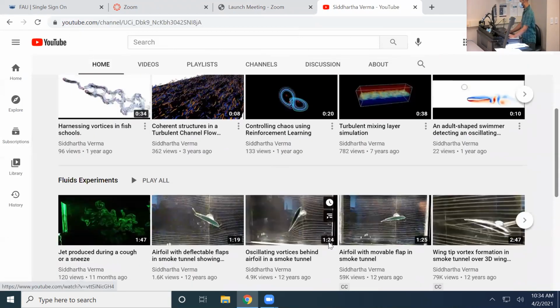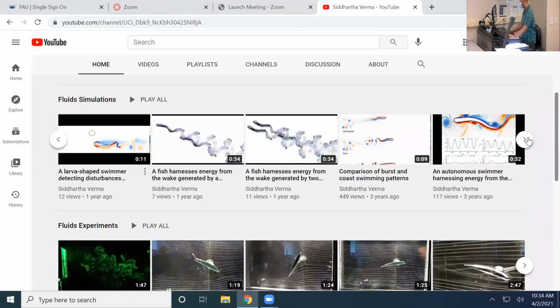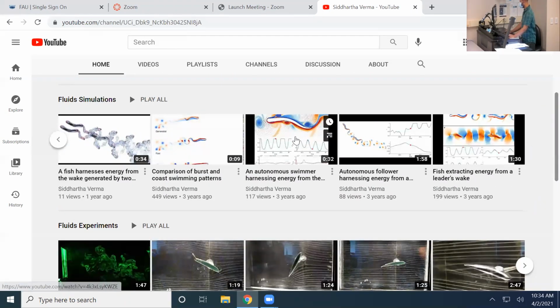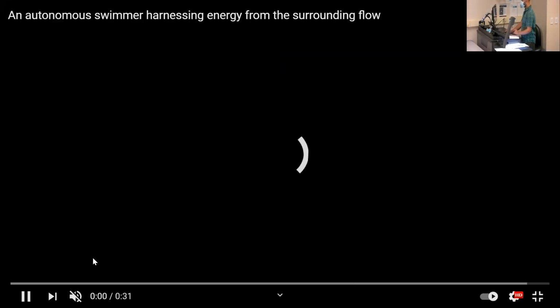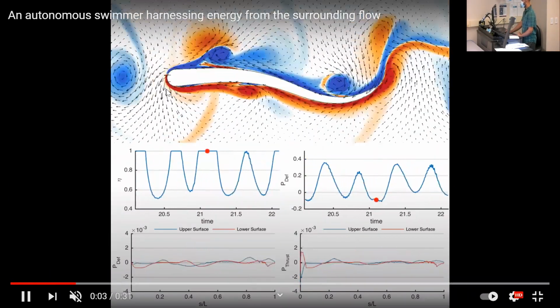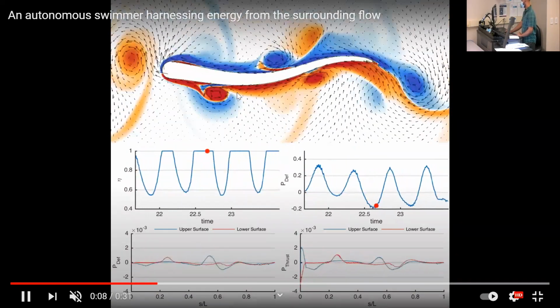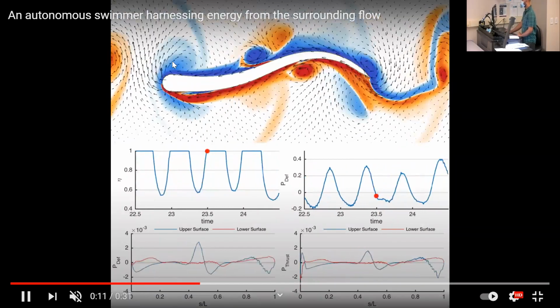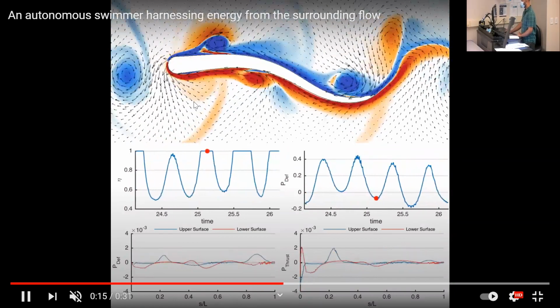Boundary layer. I guess it's easier to see in a simulation. When you have any object that moves through fluid, you have this very thin region around the object where you have very strong viscous effects. So that's the colored layers you're looking at here. The blue indicates vorticity one way, red indicates vorticity another way.